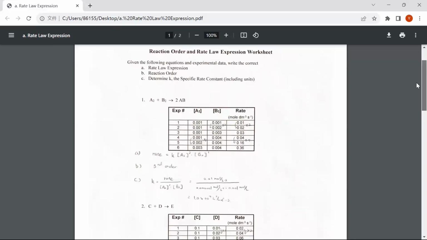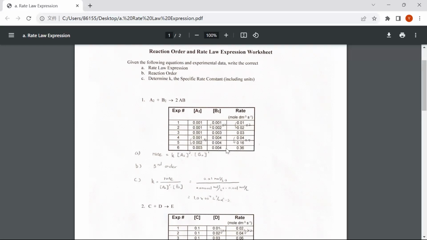So in order to find the rate law expression, we need to find the specific exponents for A2 and B2. In this case, we focus on experiment data 4 and 5. We notice from A2, it multiplies by 2, and the rate is actually multiplied by 4. So the exponent should be 2, because 2 to the power of 2 equals 4.